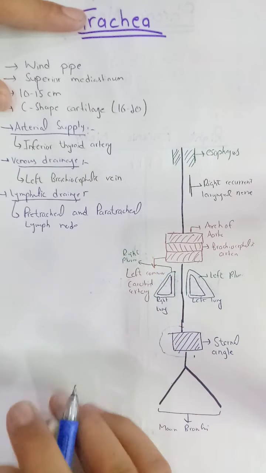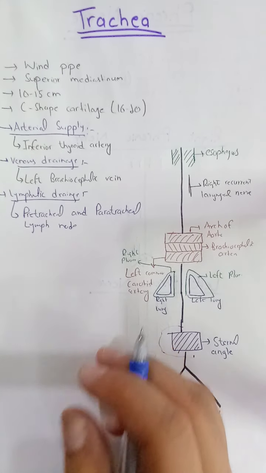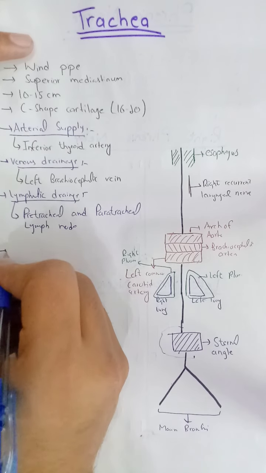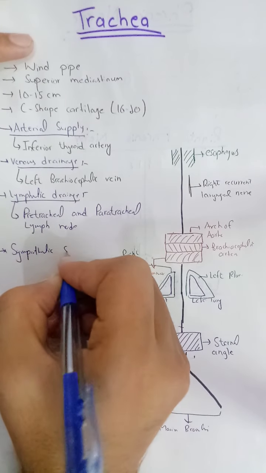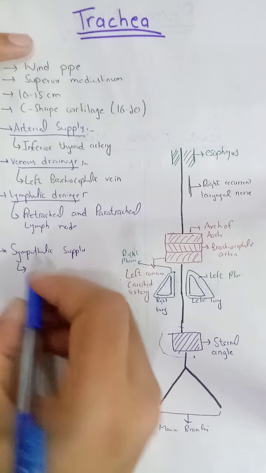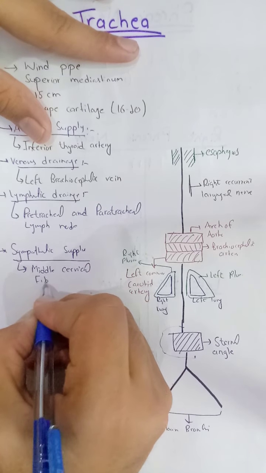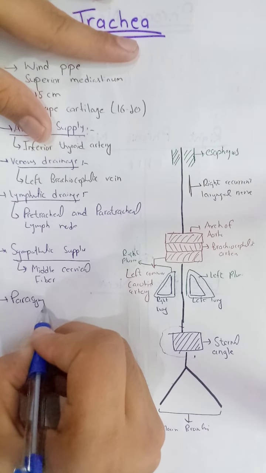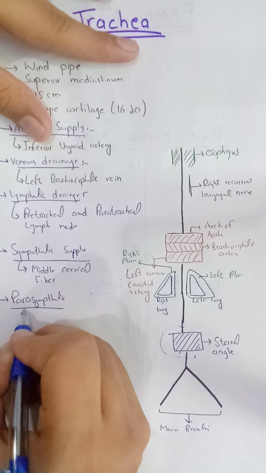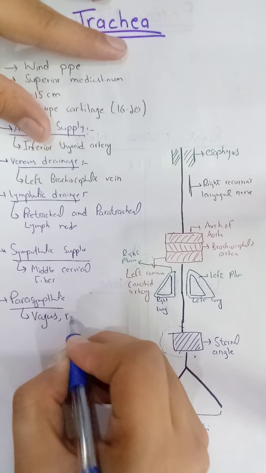Its nerve supply will be parasympathetic and sympathetic. The sympathetic supply will be from the middle cervical fibers, and the parasympathetic will be through the vagus nerve and the recurrent laryngeal nerve.